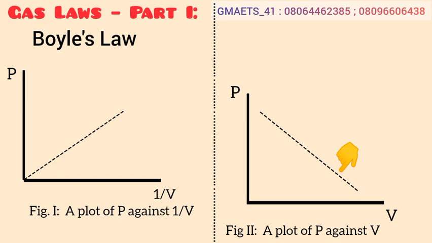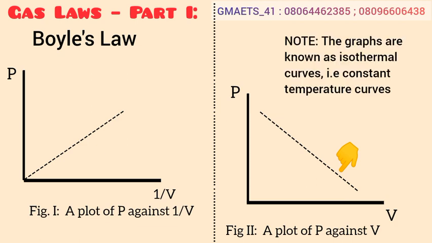Okay, so since we didn't take the inverse anymore, in plotting pressure against volume directly, you see the shape of the graph. It is a demand curve, all right, a negative graph, showing us that as one quantity is increasing, the other quantity will be decreasing. For example, as pressure is increasing, volume will be decreasing, and if pressure is decreasing, volume will be increasing.